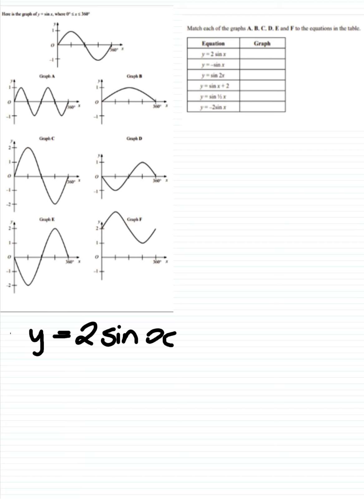In our original graph, the peaks are at 1 and minus 1. Because we're timesing the y values by 2, our new peaks will be 2 and minus 2. As this is the only change to the equation compared to our original equation of y equals sine x, this is the only change we're looking out for. And we can call this new equation C, as the graph of this is the only one that matches.